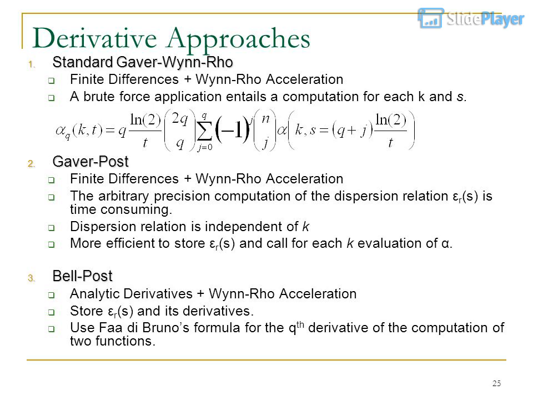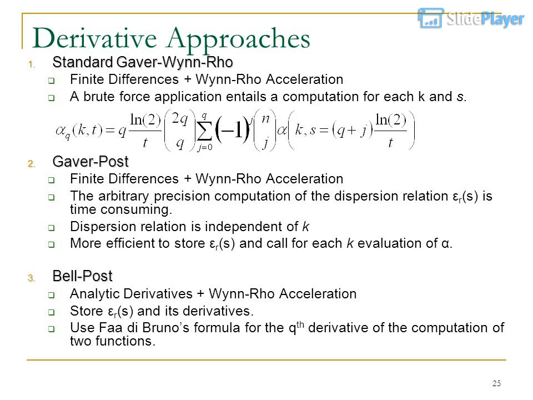Derivative approaches. Standard Gaver Wynn-Rho. Finite differences plus Wynn-Rho acceleration. A brute force application entails a computation for each k and s. Gaver Post. The arbitrary precision computation of the dispersion relation epsilon(s) is time-consuming. Dispersion relation is independent of k. More efficient to store epsilon(s) and call for each k evaluation of alpha.